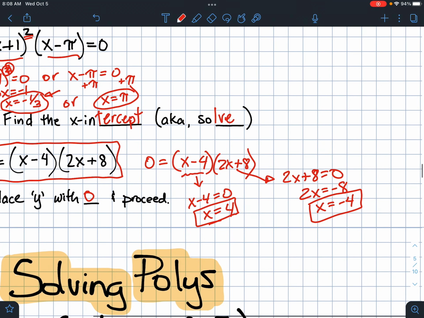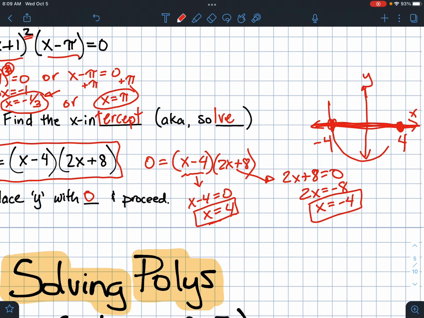More on that later. Again, an x-intercept, remember, the x-axis is the horizontal, and y is the vertical. So what we're saying is this graph goes through two spots on the x-axis, 4 and negative 4. Kind of crazy. It's a curve. This one in particular looks like this.